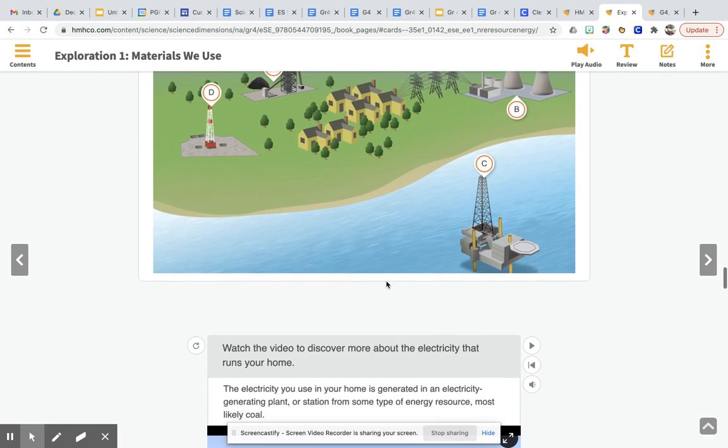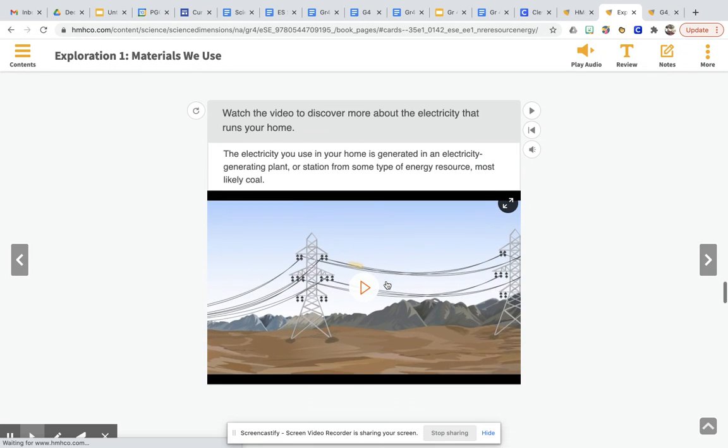Let's keep going. All right, it says here that we are going to watch a video to discover more about the electricity that runs your home. It says the electricity that you use in your home is generated in an electricity generating plant or station from some type of energy resource, most likely coal. All right, let's watch our video so that we can learn more.